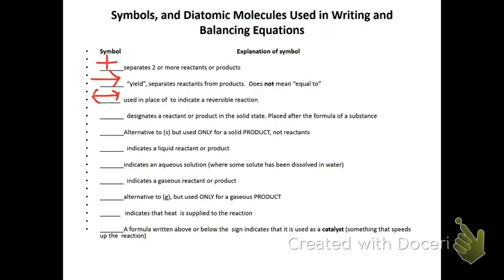So to designate a product or a reactant in the solid state, we do the little parentheses and draw a little s. Those are usually written as subscripts, so real small. An alternative to writing s, only for a product, is to show it as an arrow going down. The reason is, if I form a precipitate, which is a solid, what's going to happen to the solid in the liquid? It sinks to the bottom. So we can show that as an arrow going down: I formed a precipitate.